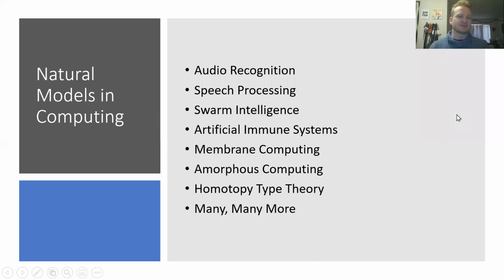I'll also point out that there are other natural models in computing. Audio recognition and speech processing, that was my first video. Both use natural models. Swarm intelligence, artificial immune system, membrane computing, amorphous computing, homotopy type theory. I'm just reading things off the slide, and I will tell you there are so many if you look them up. Natural models are extremely important because oftentimes nature has come up with a pretty good model for things, specifically mathematically. So understanding the models that nature has laid before us and then applying those to computing is definitely an art in itself.